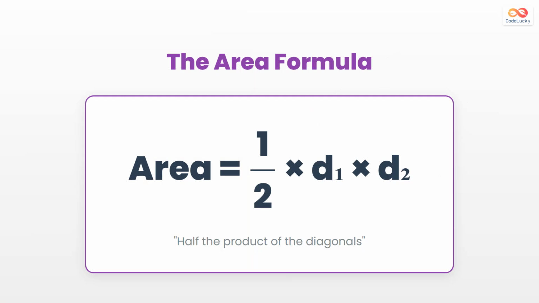Here is the formula we use. The area equals 1/2 multiplied by diagonal₁ multiplied by diagonal₂. You can simply think of it as half the product of the diagonals.